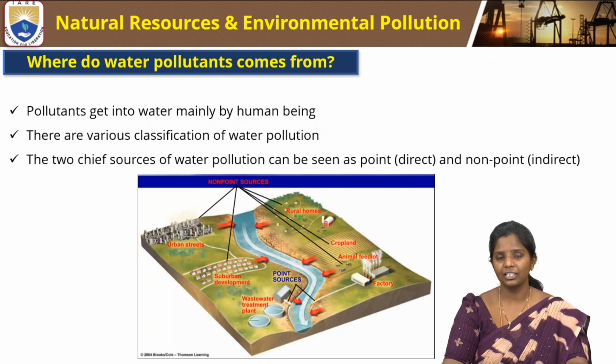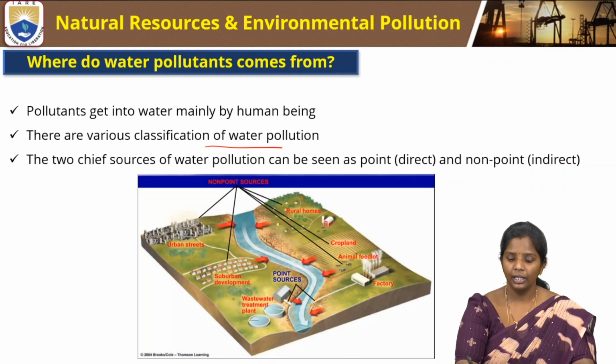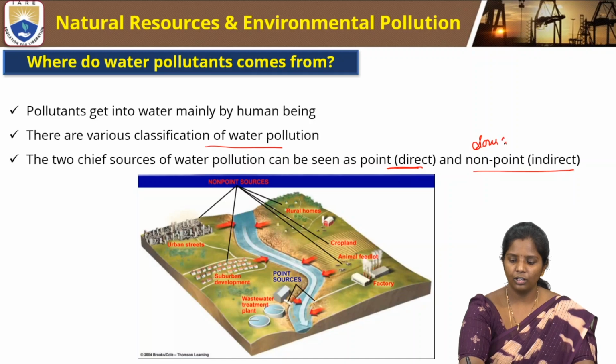So where do we really get these pollutants from? Generally pollutants of water come from humans, mankind. We are the major cause, with a lot of urbanization, urban states or countries, suburban areas, and any other effluents that we throw into the water causing pollution. There are various classifications of water pollution. The two main sources are the direct, point sources, and the indirect, non-point sources. These are the sources of water pollution.